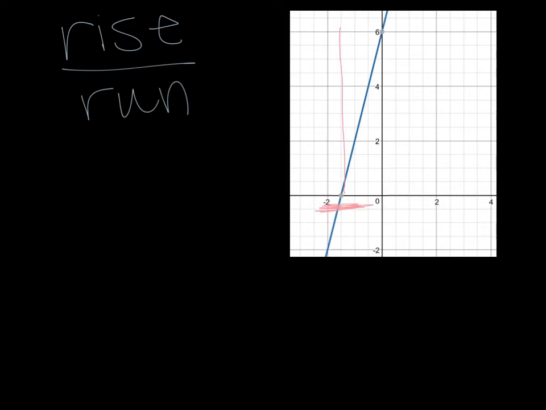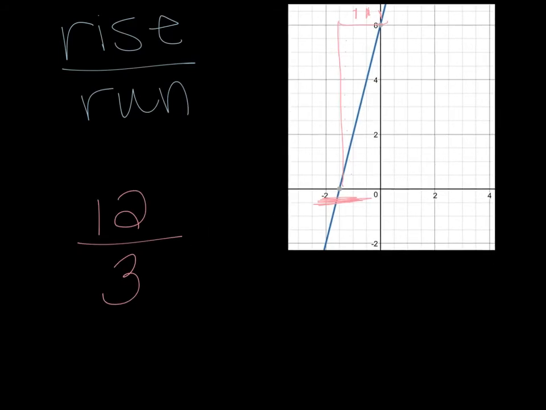We went up 1, 2, 3, 4, 5, 6, 7, 8, 9, 10, 11, 12 spaces. So 12 will go at the top of our fraction. Now we have to calculate the run. So we have to see how much we go over. So in this case, we went over 1, 2, 3 spaces to get to the next point. So in your calculator, you would reduce this. You would put in your calculator 12 divided by 3, and you would get that it has a slope of 4.